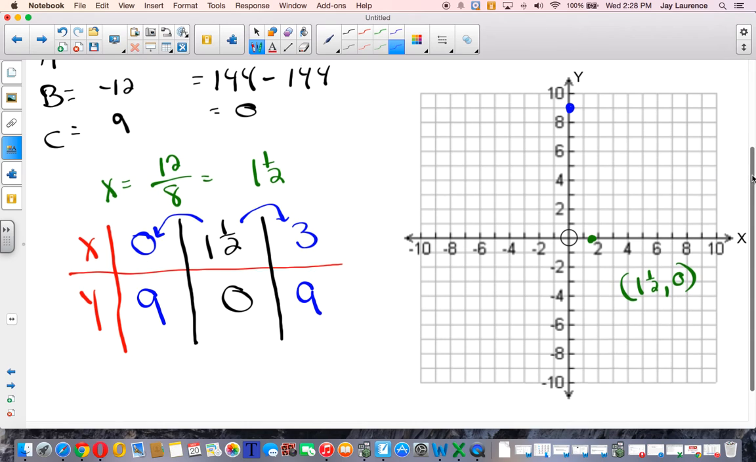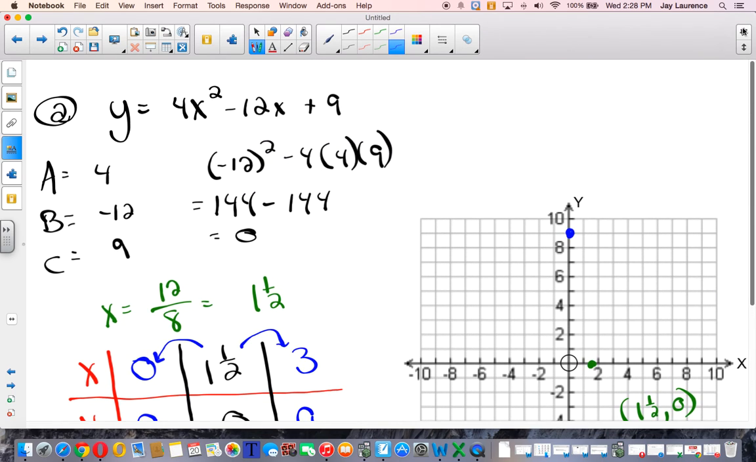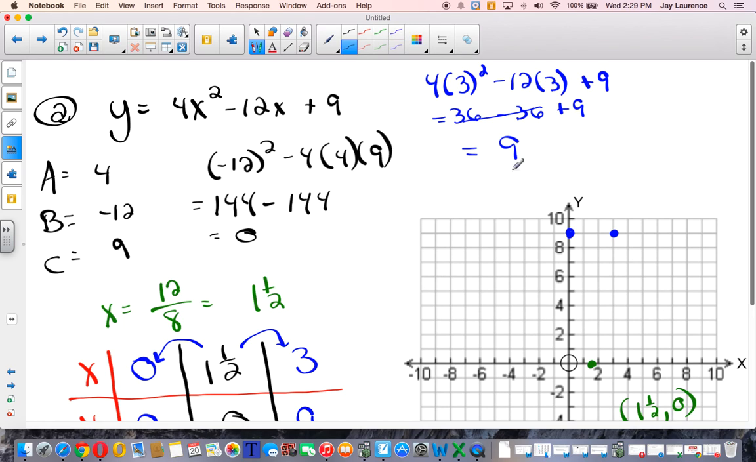Now, if you don't believe me, you go ahead in this equation here, and we're going to go 4 times 3 squared minus 12 times 3 plus 9. Well, this is going to be 9 times 4 is 36 minus 36 plus 9. The 36 will cancel. I'll be left with 9. So I didn't have to do all that work to get that answer, but it's okay that I did that work.